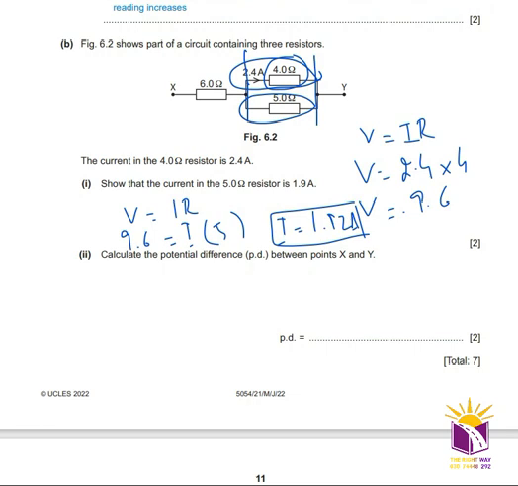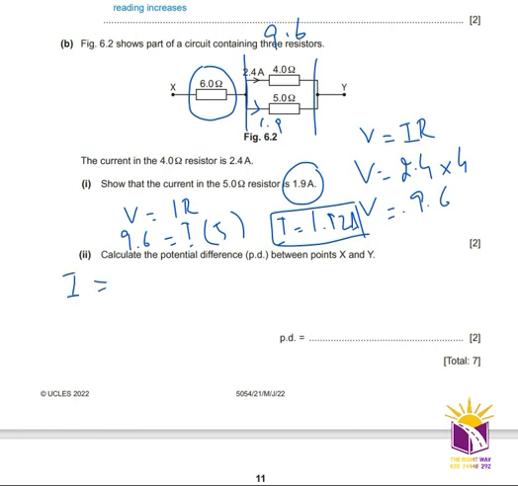Now we have to find the total potential. As I know, the potential across this point is 9.6. If I know the current at this point, I can find its potential. What will be the current over here? We know that current divides in a parallel circuit. So the current in the 4 ohm resistor is 2.4 and the current in the 5 ohm resistor is 1.9, which was also found by us. By adding these two, our current across the 6 ohm resistor will be 1.9 plus 2.4, which is equal to 4.3.